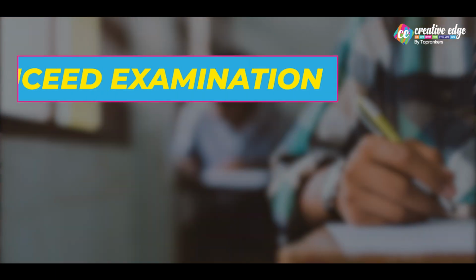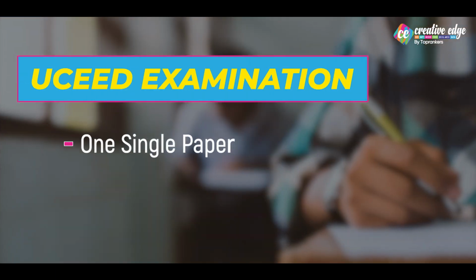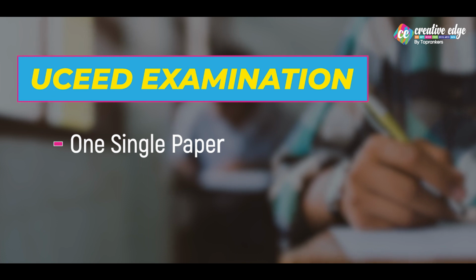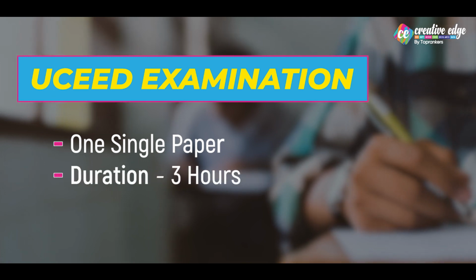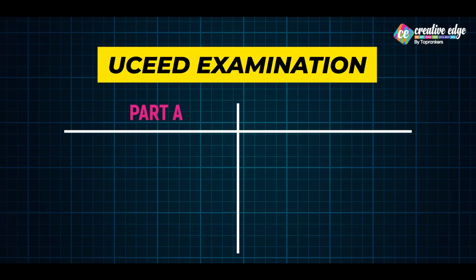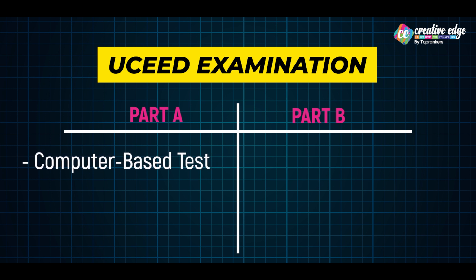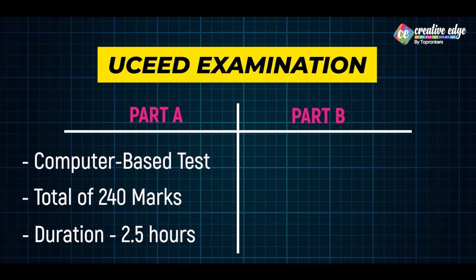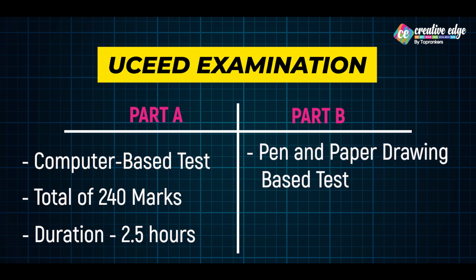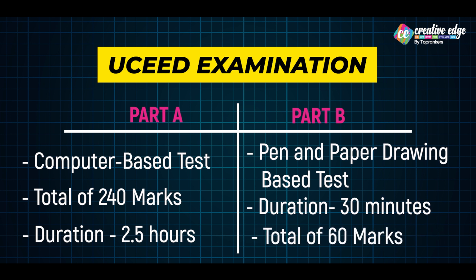So guys, UCEED is a very standard examination consisting of one single paper. The examination is conducted for 3 hours and the total marks are 300. Now this paper is divided into two parts, Part A and Part B. Part A is a computer-based test of 240 marks and it is conducted for 2.5 hours. Part B is a pen and paper drawing based test which is conducted for 30 minutes and the total marks are 60. Now let's discuss in detail.